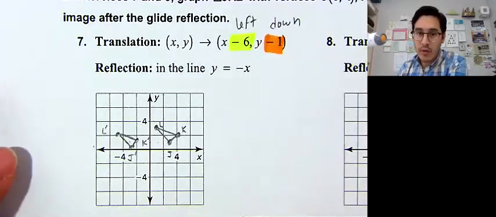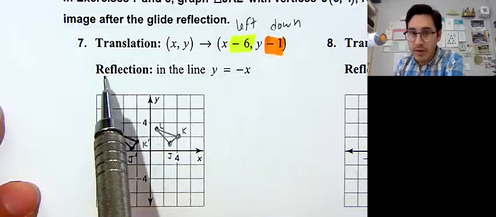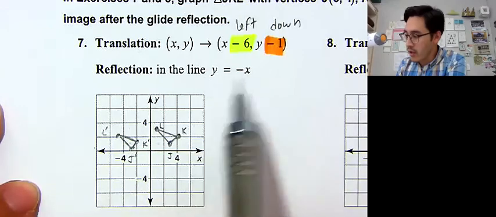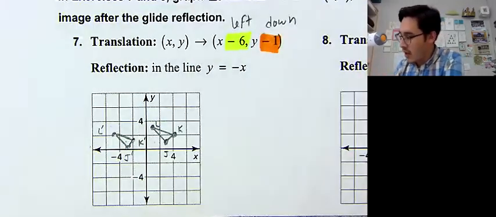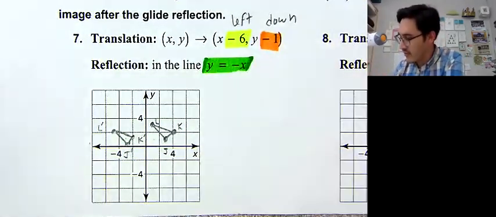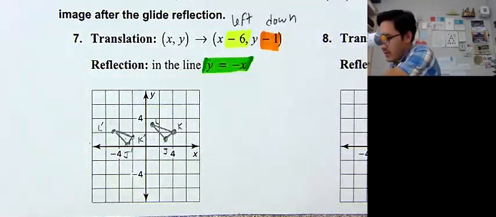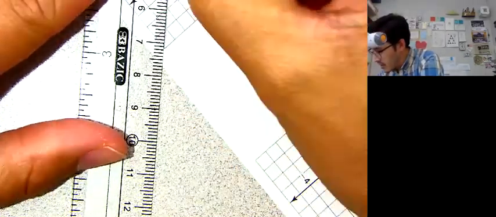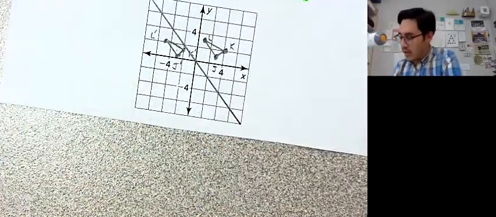Then we're going to follow that up with another transformation. This time it's a reflection. I want to go across the line y equals -x. Let me draw this line. I'll go ahead and highlight it too.